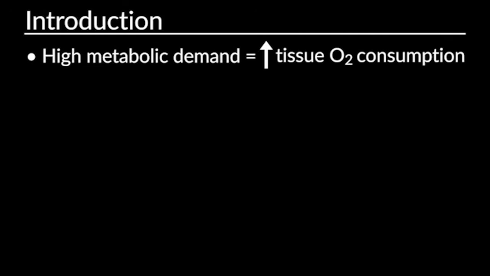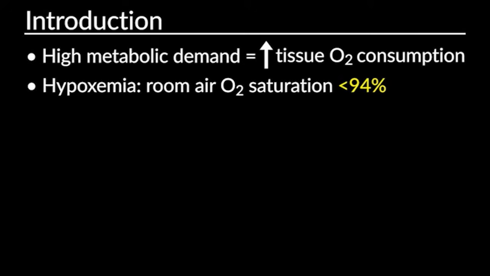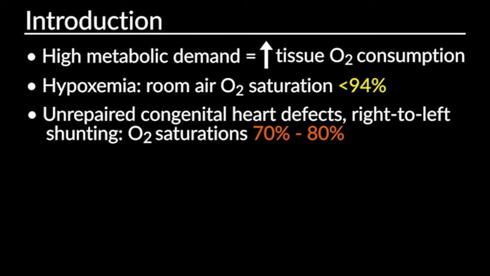The pediatric patient population is at risk for respiratory distress and respiratory failure for several reasons. Children have a high metabolic demand, which increases their tissue oxygen consumption. A room air saturation of less than 94% indicates hypoxemia. Children with unrepaired congenital heart defects that have right-left shunting of blood live with oxygen saturations between 70 to 80%. Some patients might include defects such as tetralogy of Fallot.